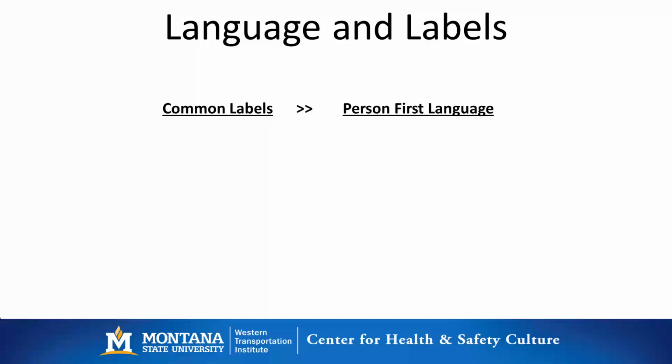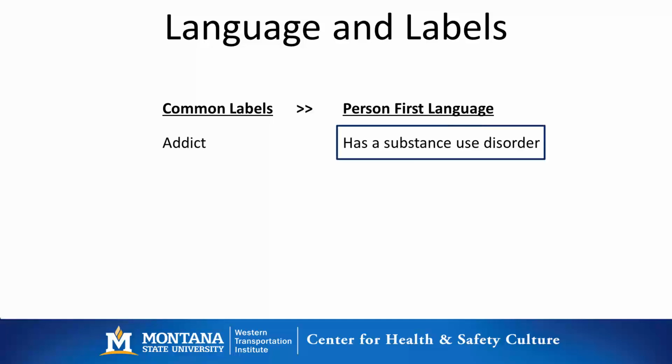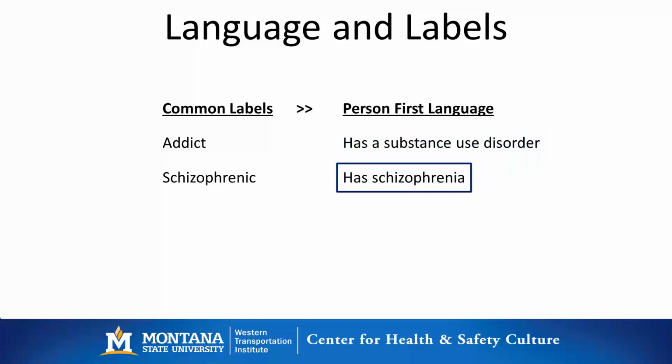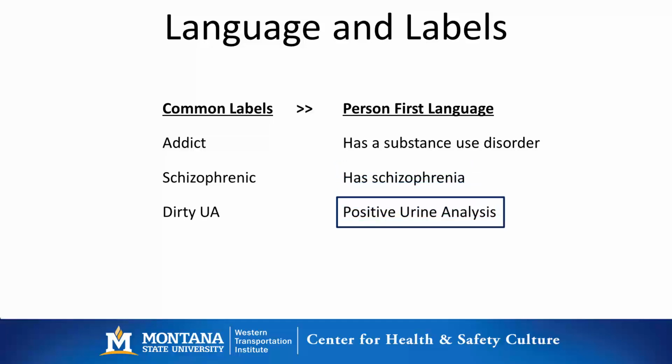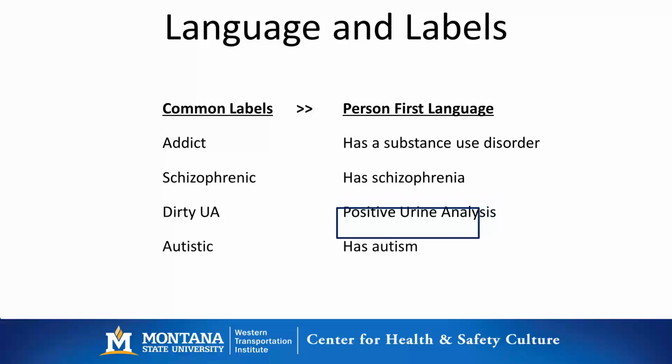For example, instead of using the term addict, we could say a person has a substance use disorder. Instead of saying a schizophrenic, we could say a person that has schizophrenia. Instead of saying a dirty UA, we could more accurately say a positive urine analysis. Or instead of saying a person is autistic, we could say the person has autism.